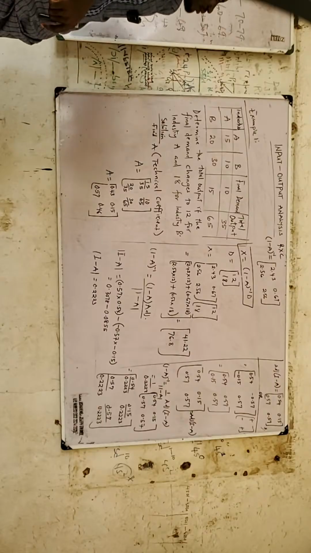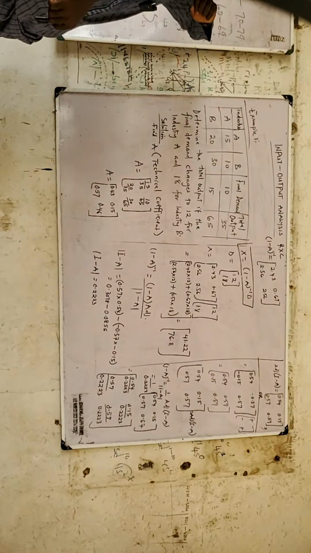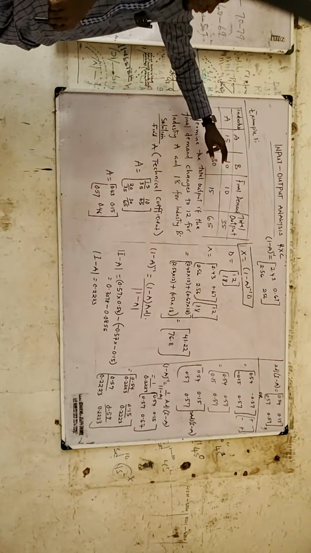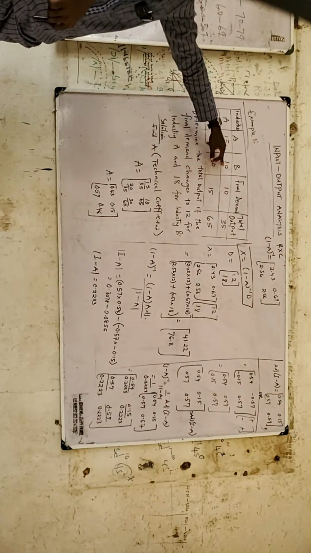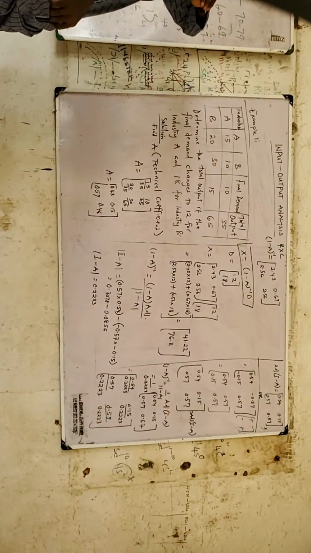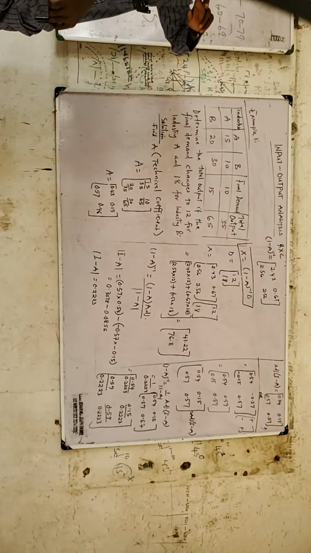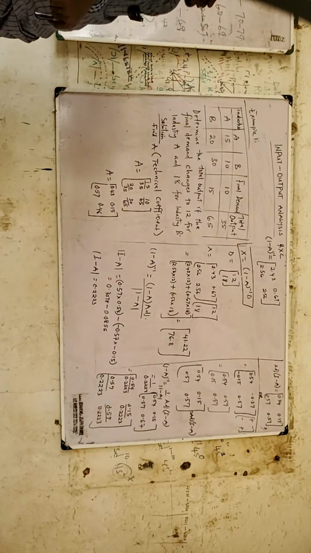I don't think we will get the same thing. Because if you put 12 there, 12 plus 10 is 22, and 22 plus 15 is 37. It's not the same.